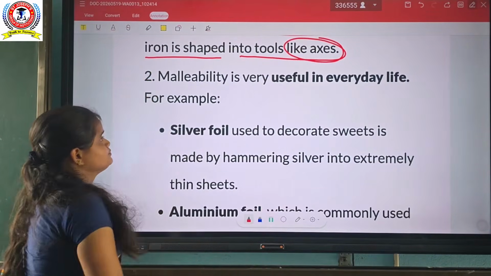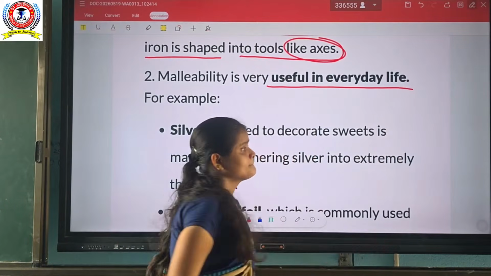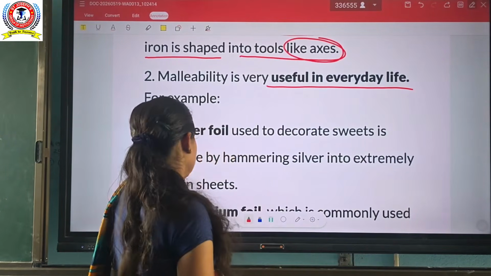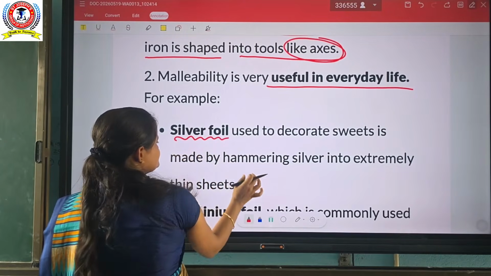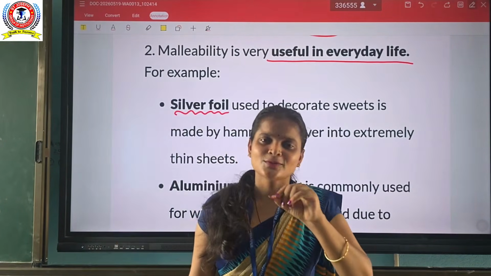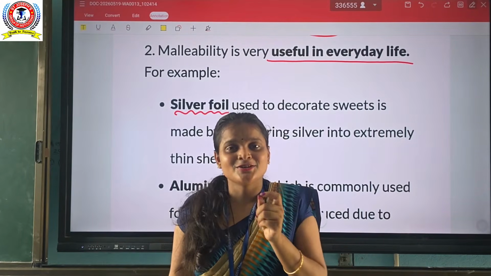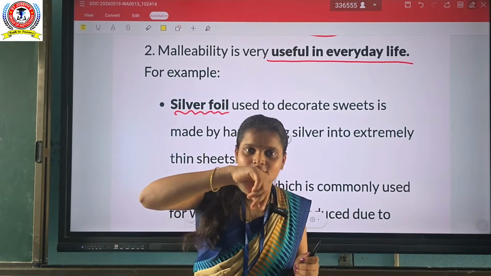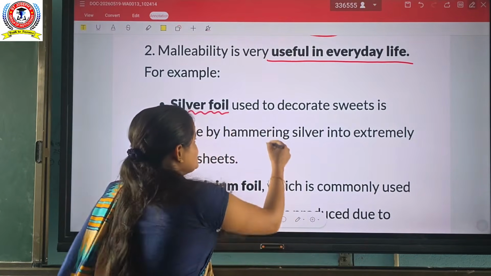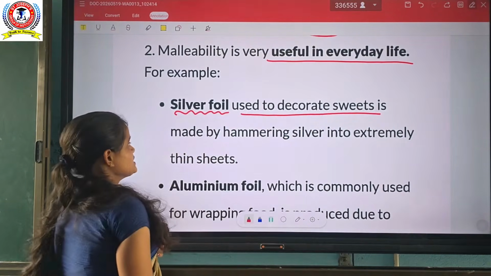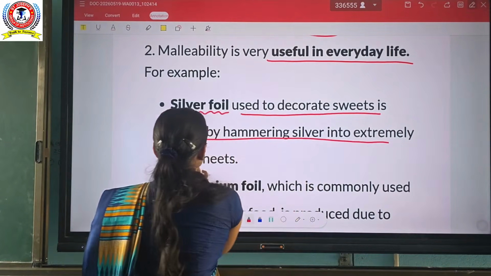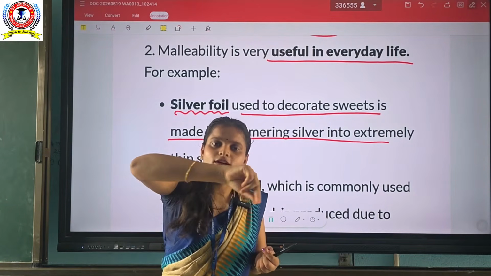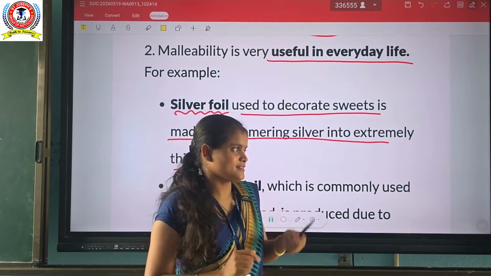Now, what are the uses of these metals in our daily life? Listen carefully. One is silver foil. Do you eat sweets? Do you buy sweets from the market? You see that there is a silver foil coating on the sweet. The foil used to decorate sweets is made by hammering silver into an extremely thin sheet. We beat silver foil until it becomes so thin that it can decorate the sweets available in the market. Then I will just eat the sweet.